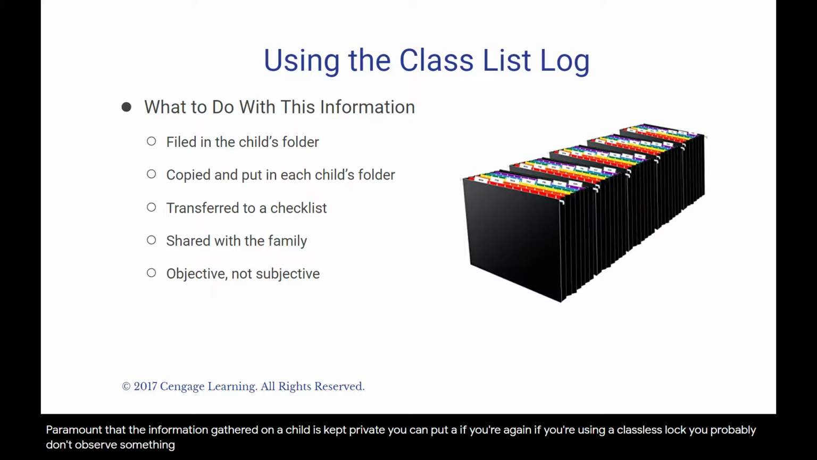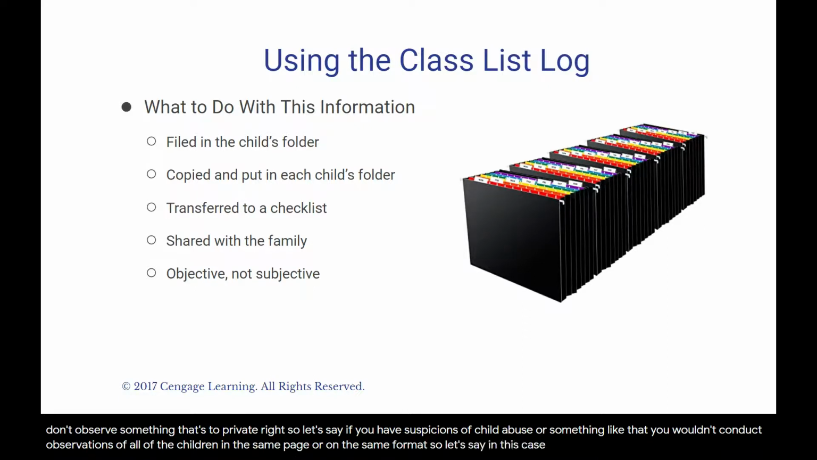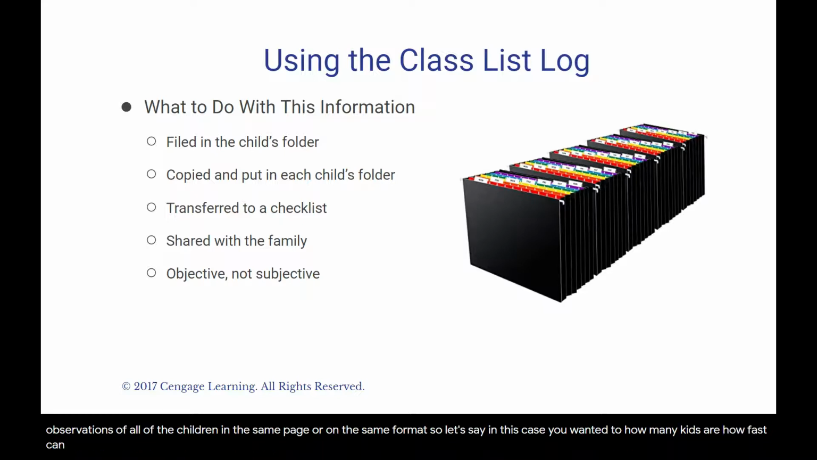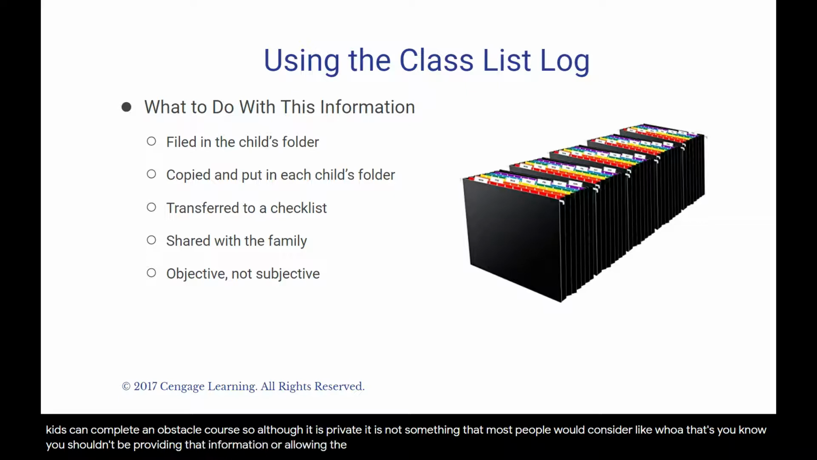If you're using a class list log, you probably don't want to observe something that's too private, right? So let's say if you had suspicions of child abuse or something like that, you wouldn't conduct observations of all of the children on the same page or in the same format. So let's say in this case you wanted to see how many kids, or how fast kids, can complete an obstacle course. Although it is private, it is not something that most people would consider, like, whoa, you shouldn't be providing that information or allowing other people to see that.